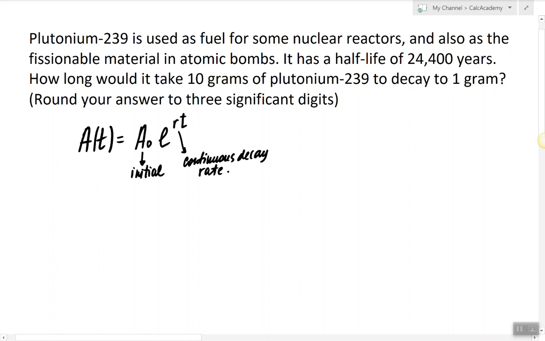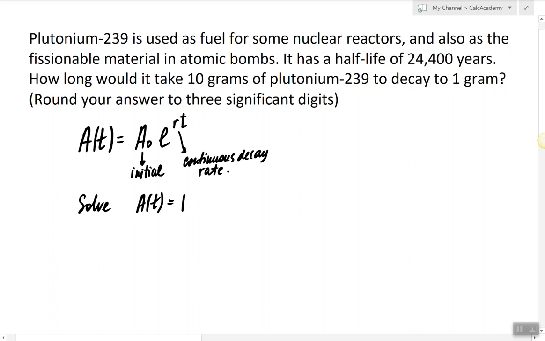So if we were to know both A0 and R, then the question is very simple. We just have to solve the following equation: set A of t equal to 1 and then find the value of t which makes this true, and that value of t answers the question.